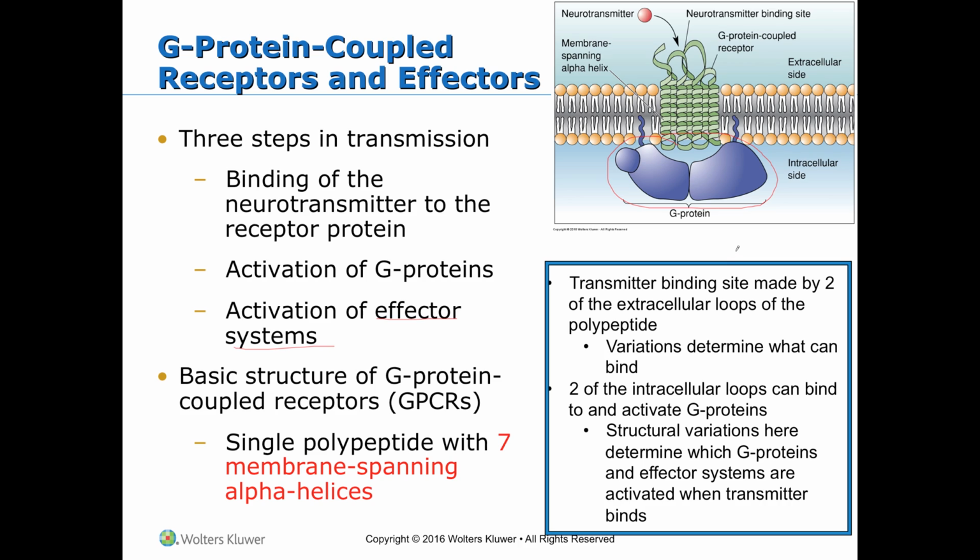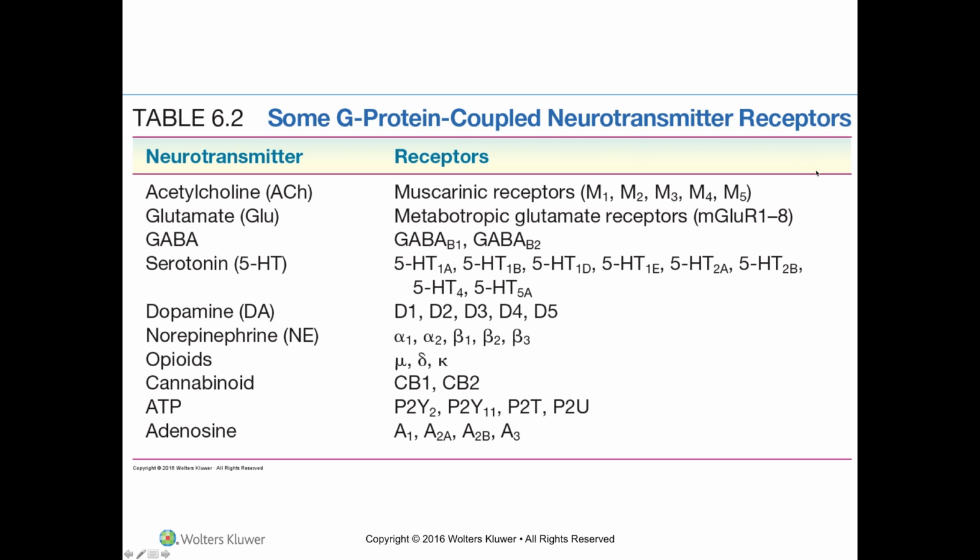That means there are 7 alpha helices that will span the membrane. So the transmitter binding site is made up of 2 extracellular loops of the polypeptide, and the variations in the ways that these extracellular loops are can determine what is able to bind. So 2 of the intracellular loops, now note the intracellular loops, so on the inside of the cell, can bind to and activate G proteins. So structural variations here are determining not only which G proteins are active, but what effector systems are activated when the neurotransmitter binds.